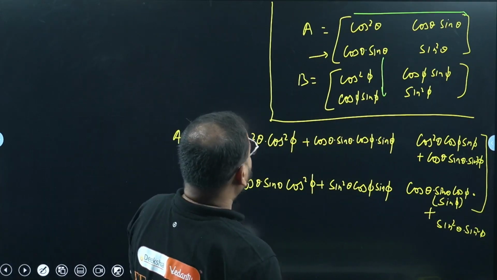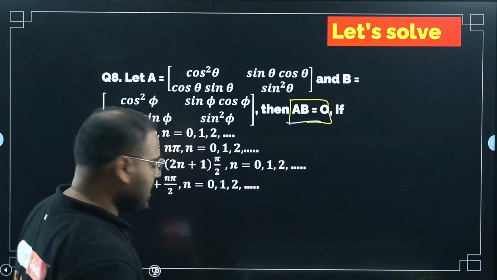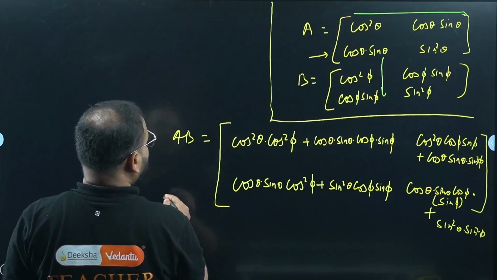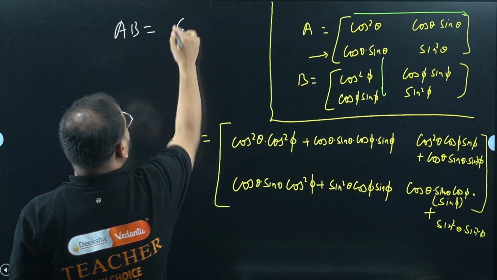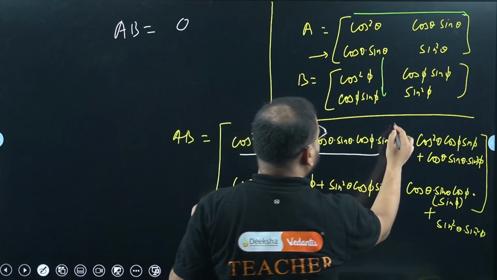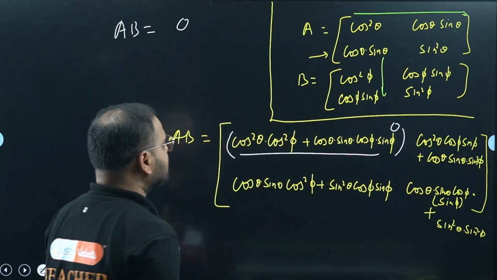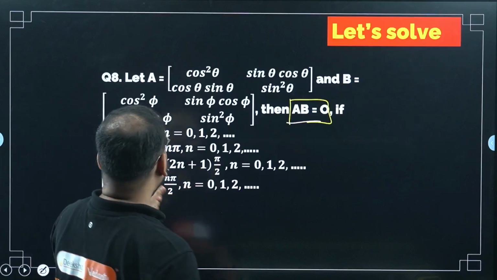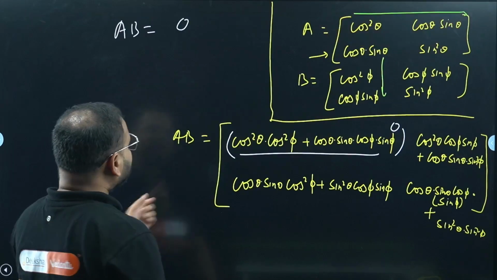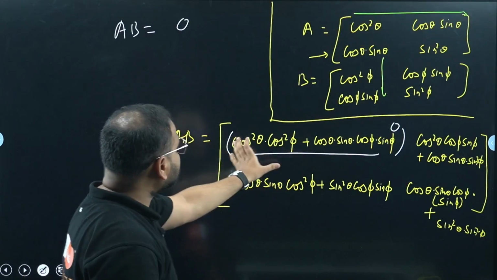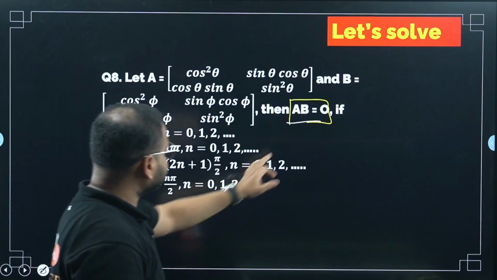Now if you check here, what is the condition given here? The condition given is AB equals to 0. If I check here, then what I get? This entire thing, AB, would be equal to 0. It means the first element has to be equal to 0. All elements have to be equal to 0, but if I take only the first element, just to consider this case, because we are trying to reach the result for theta and phi, in that case I can get that result from the first element only. Means the element 1 has to be 0 because the product of A and B is null matrix.